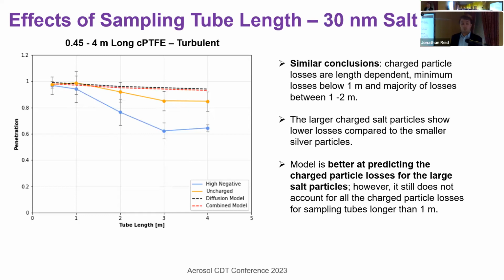Now looking at the effects of charged aerosol particle loss whilst changing the tube length for 30 nanometer salt particles. Again, comparing this orange uncharged line against this blue highly charged line, we see a similar effect, mainly that the aerosol loss is tube length dependent. And the same effect in terms of when comparing the model lines against that highly charged line. However, electrostatic losses are seen to be a little bit less than for 12.5 nanometers.